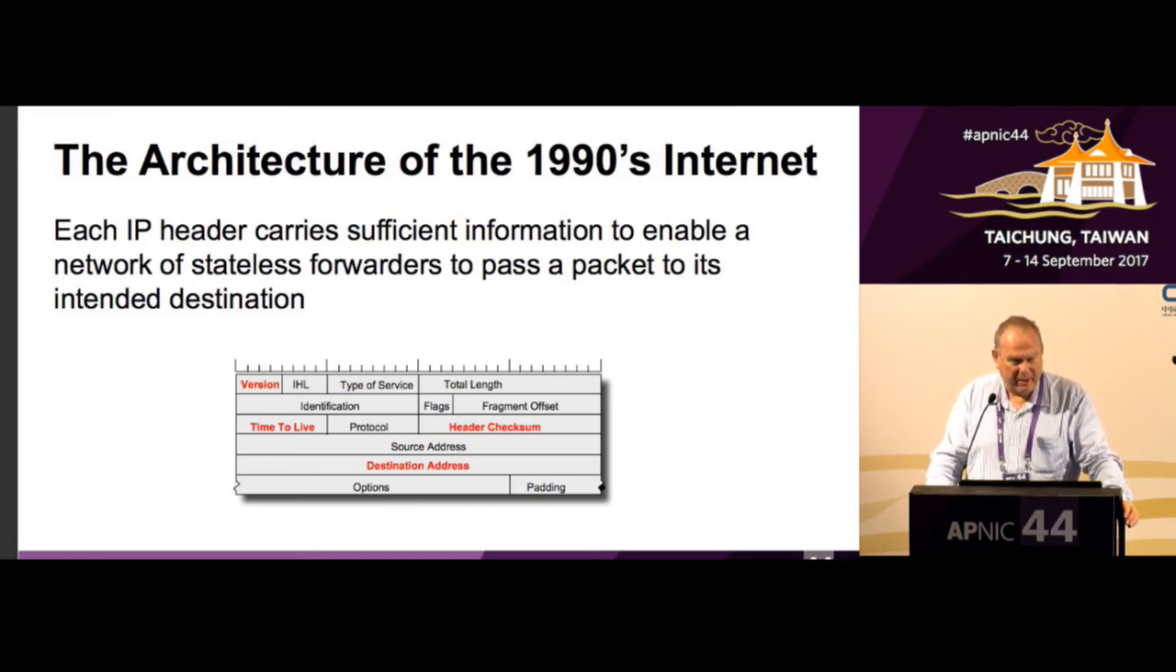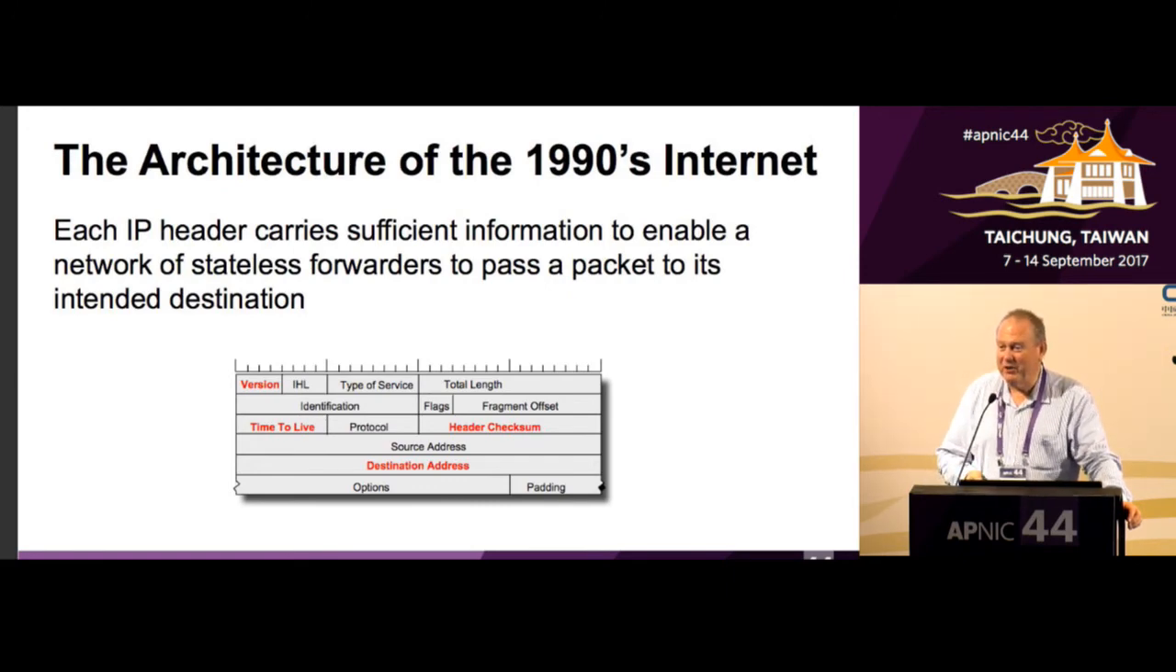So there's a version number, you know, I'm version 4. There's a time to live, which was put there because you didn't want packets living forever. Eternal life is not given to IP packets. Everyone who touches that packet decrements it. When it hits 0, kill it. The header checksum, not obvious, but at the time it seemed like a good idea.